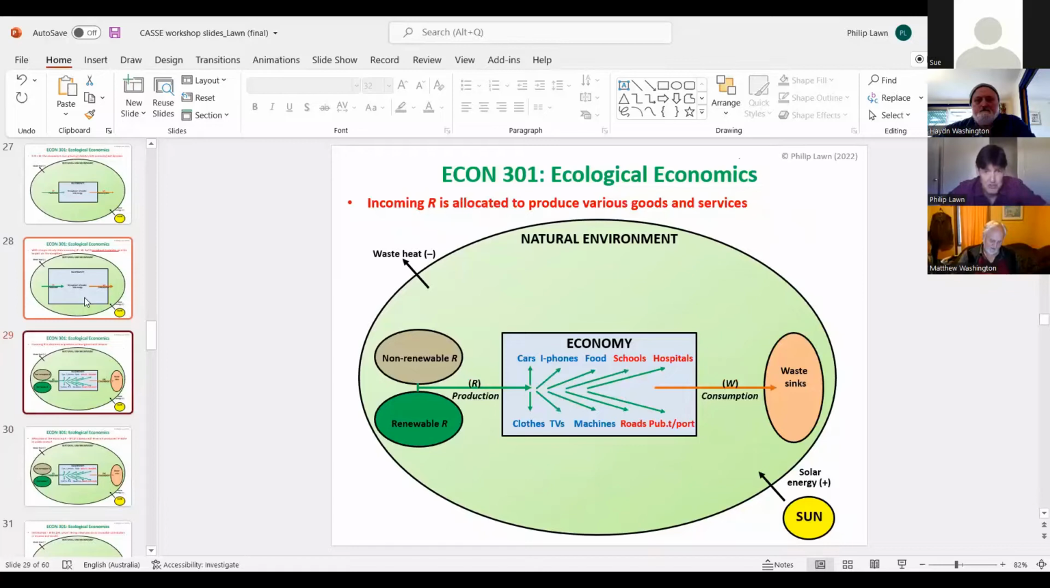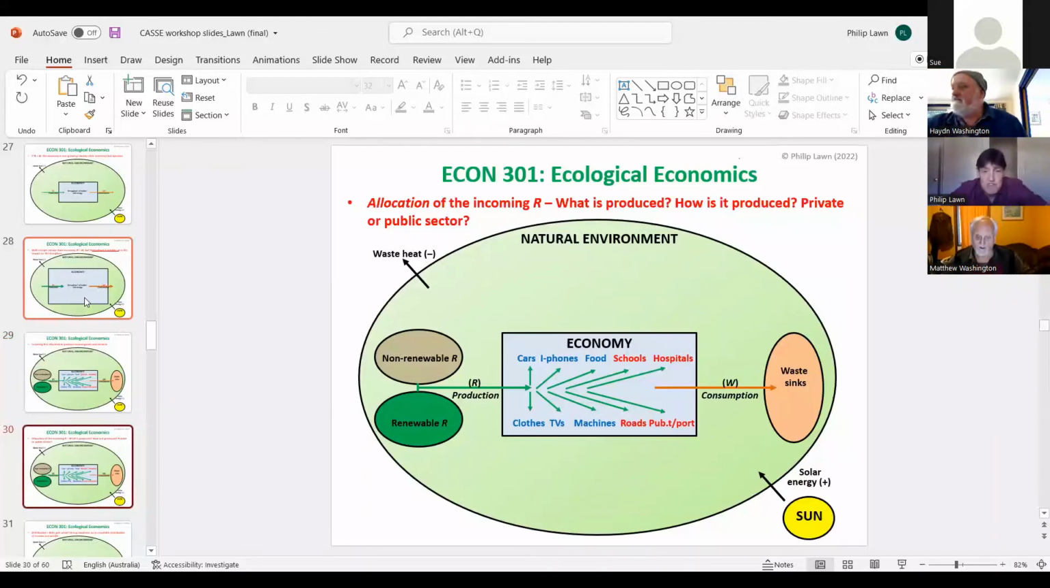So what happens to this incoming rate of resource input? Well, it's allocated to produce various goods and services. So I have arrows there directed towards the different types of goods and services that can be produced and therefore consumed or wear out through use. Those in blue represent goods with private goods characteristics, those in red with public goods characteristics.